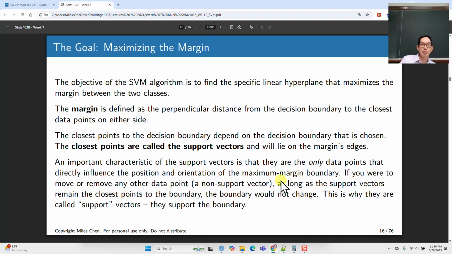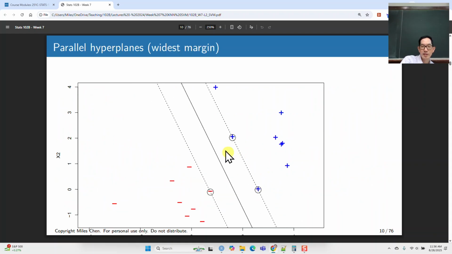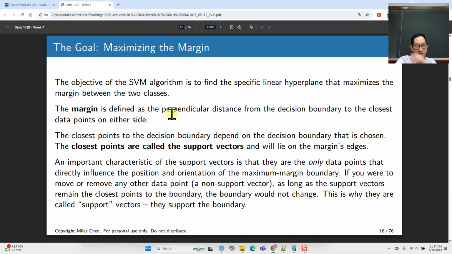The margin is defined as that width, the perpendicular distance from the decision boundary to the closest data points on either side. If you look at this, here's our decision boundary, and the margin goes up to the points that are closest to the boundary, and we ask how far this distance is. This decision boundary is right in the middle, with the same distance from here to here and from here to here. So that's the margin.